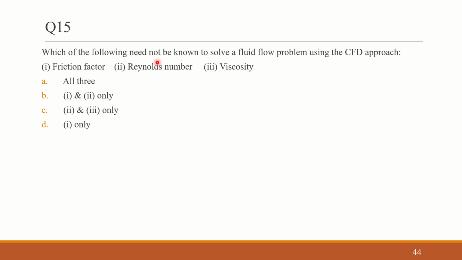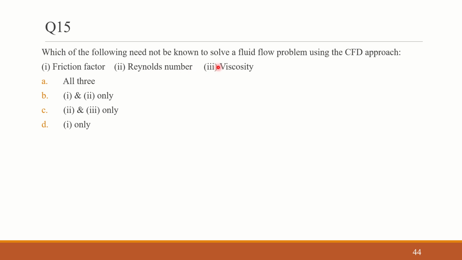It is asking which of the following need not be known to solve a fluid flow problem using the CFD approach. The first one is friction factor. When we are using the CFD approach, we need not know the friction factor value. It is used in analytical solutions, but in CFD it is not required. Second one is Reynolds number. Again, we do not require it. Rather, we calculate it from the CFD solutions. We can calculate Reynolds number if and when needed, but we need not know it beforehand to solve a fluid flow problem. Reynolds number need not be known.